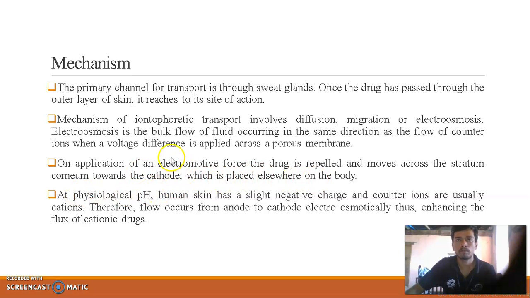At physiological pH, the human skin has a net negative charge and the counter ions are usually cations. Usually cations are used to deliver the drugs. Therefore, flow occurs from anode to cathode electroosmotically because, as you know, the human skin has a negative charge, so we use positively charged drug ions to transfer the drugs from the positive anode to the negative cathode, positive to negative.